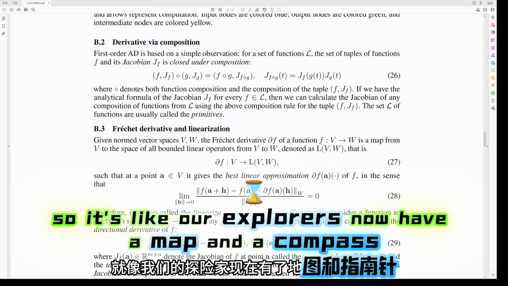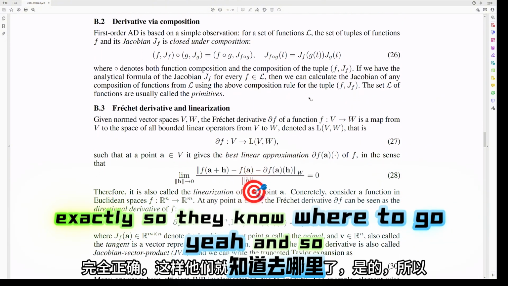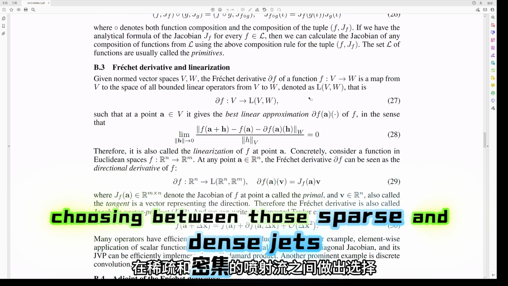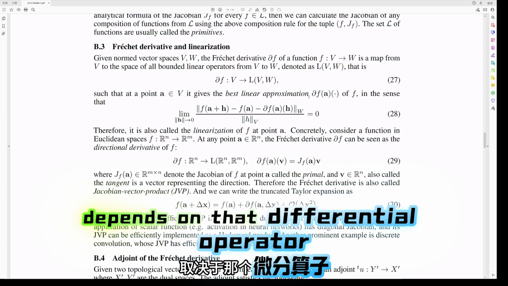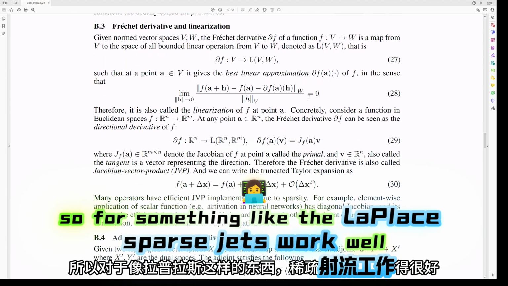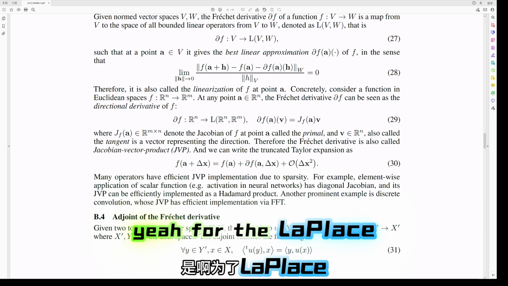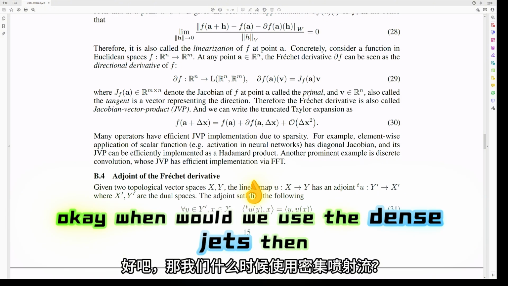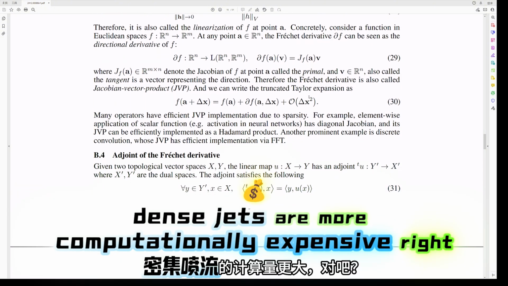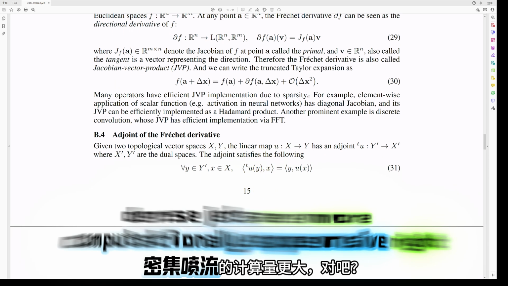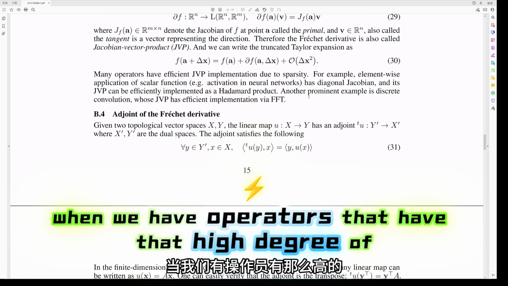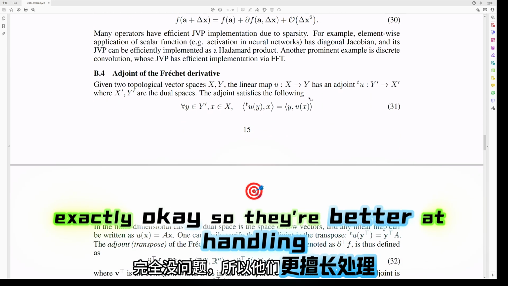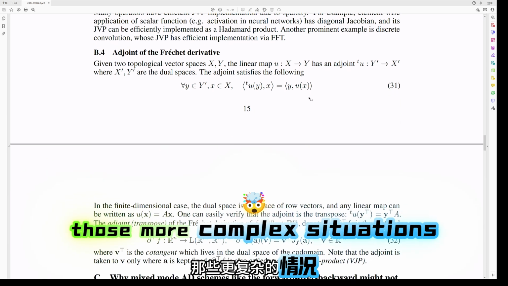So it's like our explorers now have a map and a compass, so they know where to go. Yeah. And so choosing between those sparse and dense jets depends on that differential operator. Exactly. So for something like the Laplacian, sparse jets work well. For the Laplacian and for a lot of other common operators, sparse jets are good. When would we use the dense jets then? Remember, dense jets are more computationally expensive. So we want to use those when we have operators that have a high degree of off-diagonalness. Like our mixed martial arts fighter. Exactly. They're better at handling those more complex situations.